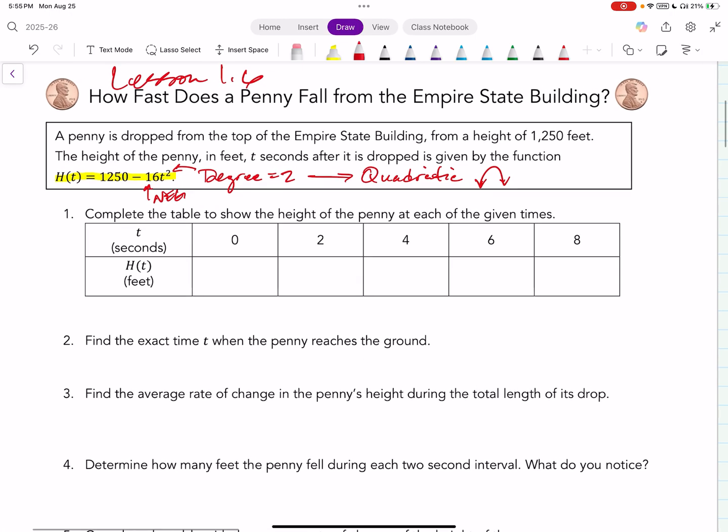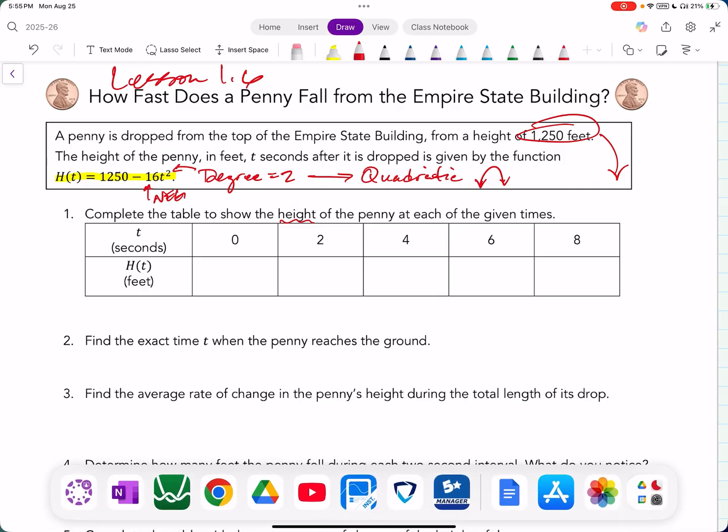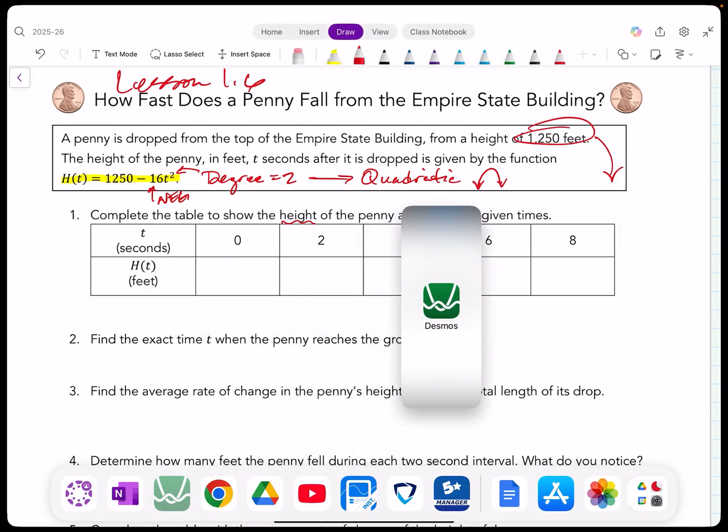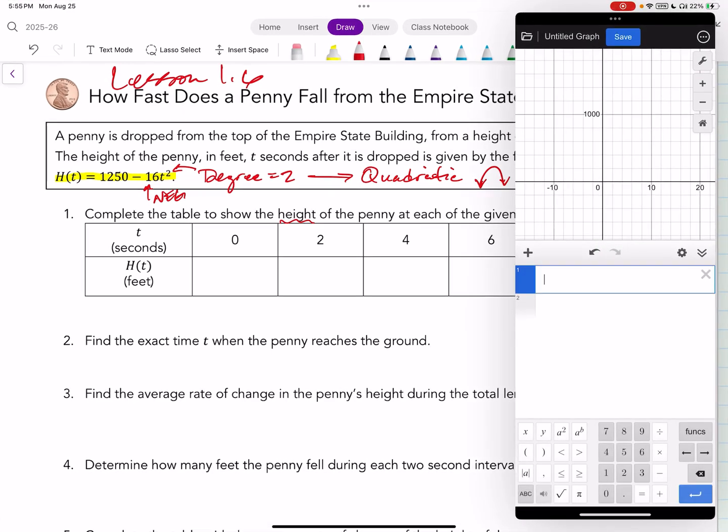Now it says complete the table to show the height of the penny at each of the given times, the height above the ground, that is. Because it starts at 1,250 feet, and then it goes down and it hits the ground at some point. So let's do it the fast way. Pull up Desmos here. This is your best friend. So press and hold on the Desmos icon, overlap it. Simply type the function in, and out pop the values.